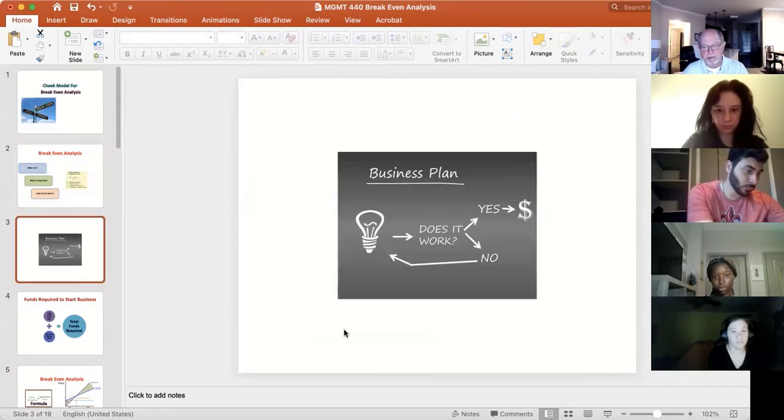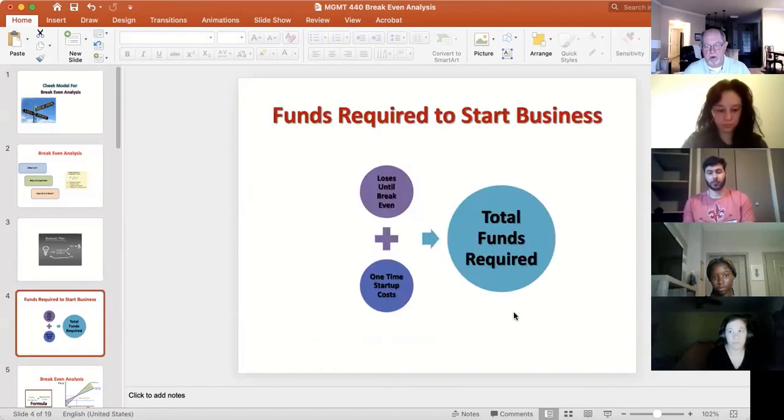Lots of times when we talk about a business, everybody works on the back of the envelope. Does it work? Doesn't it work? What really makes the deciding factor is if it makes money. So all you're doing is saying, how much is it going to cost me to start the business? What's the total funds required to start the business?